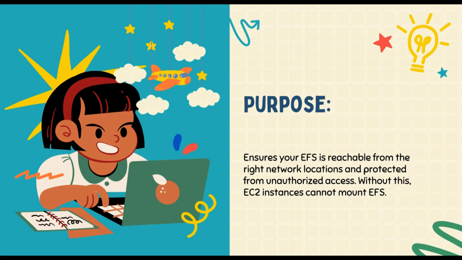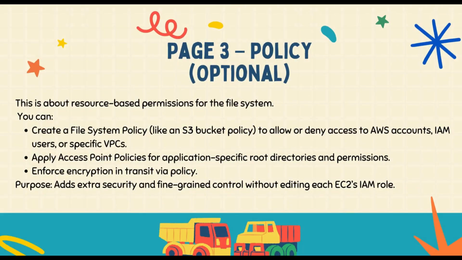So next, policy. This is totally optional. Next we have the policy page. This is like extra rules you can put in place for security and control. You can create a file system policy, just like an S3 bucket policy, to decide who can access it: specific AWS accounts, IAM users, or even whole VPCs. There's also access point policy, which is perfect if you want a certain application to have its own root directories and permissions. You can even enforce encryption here, making sure all data in transit is secure.